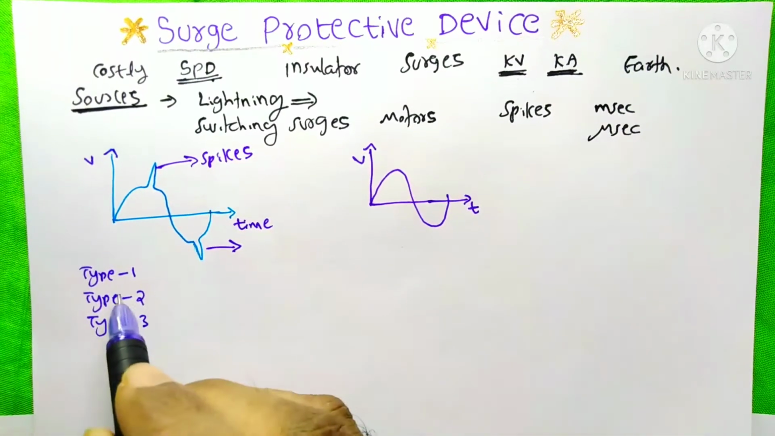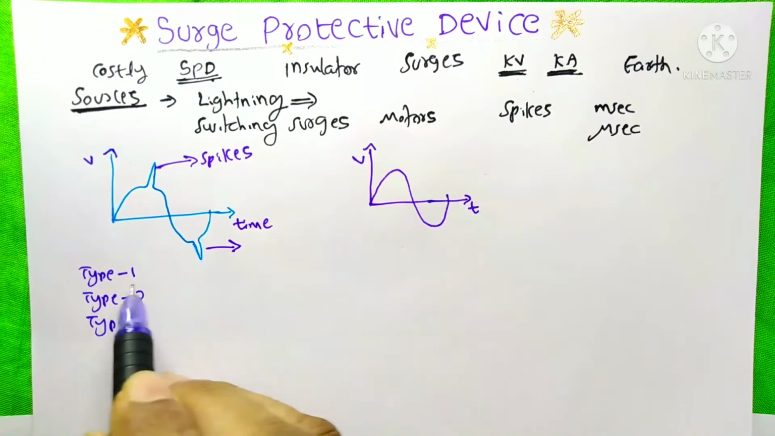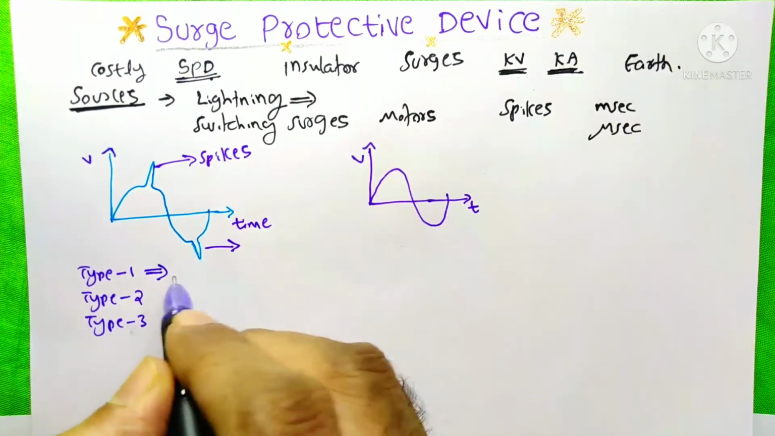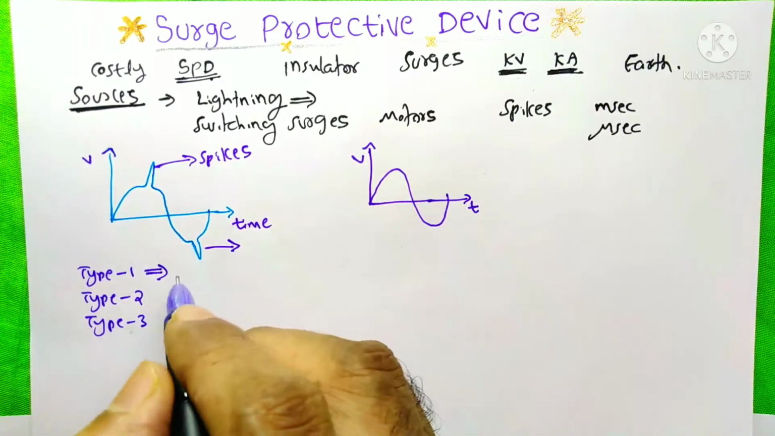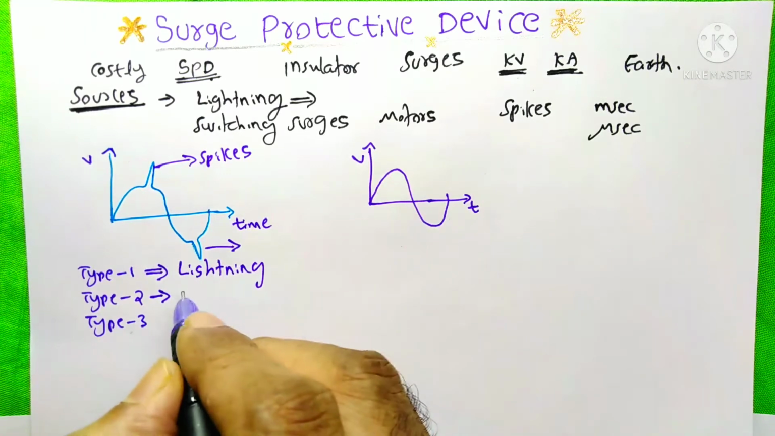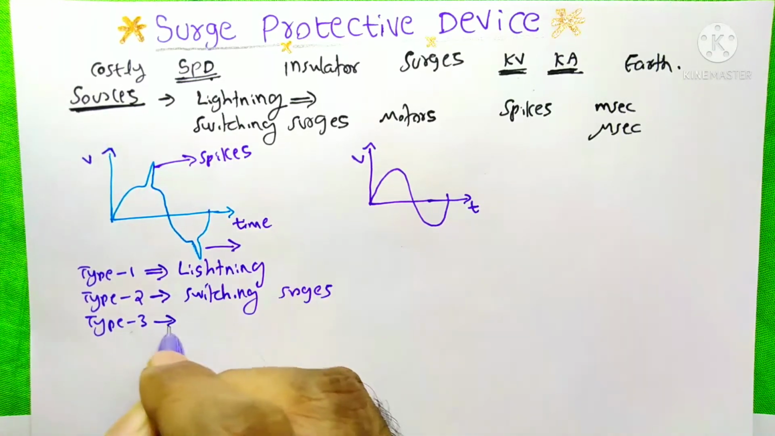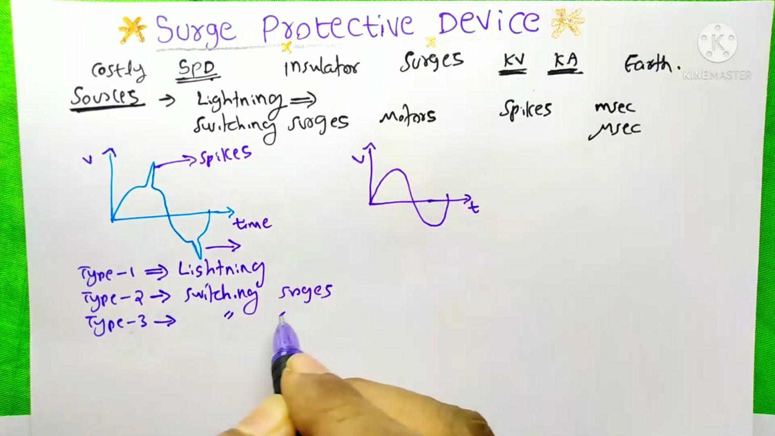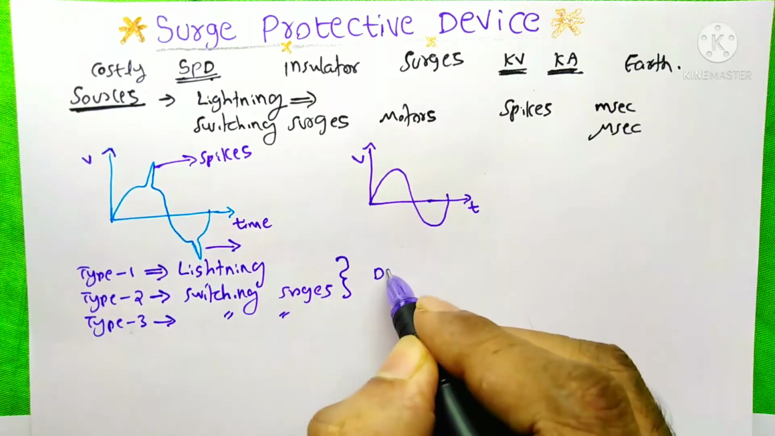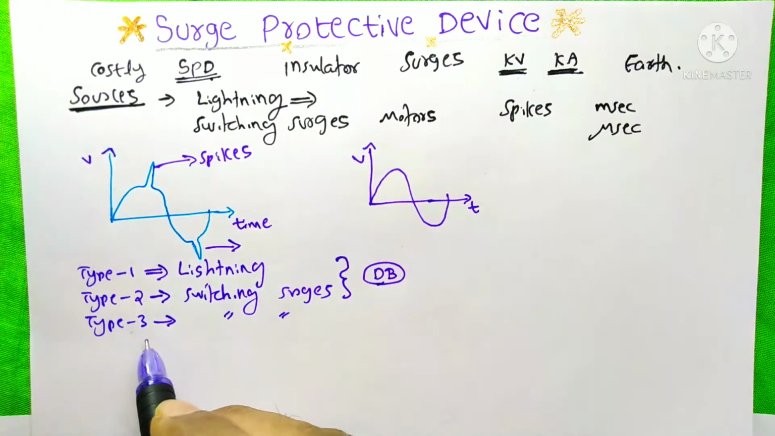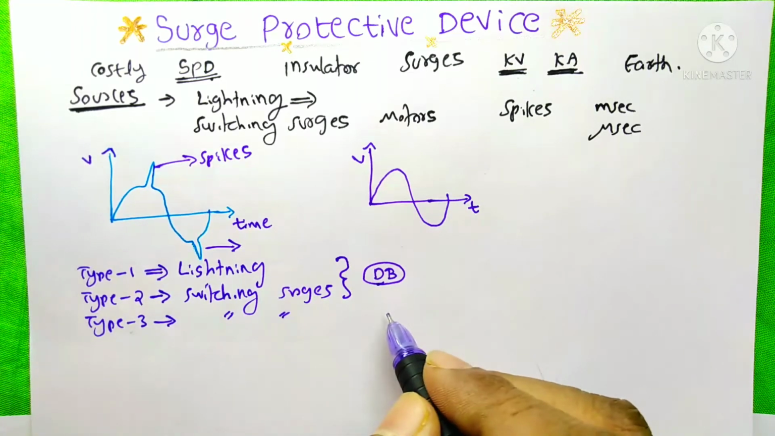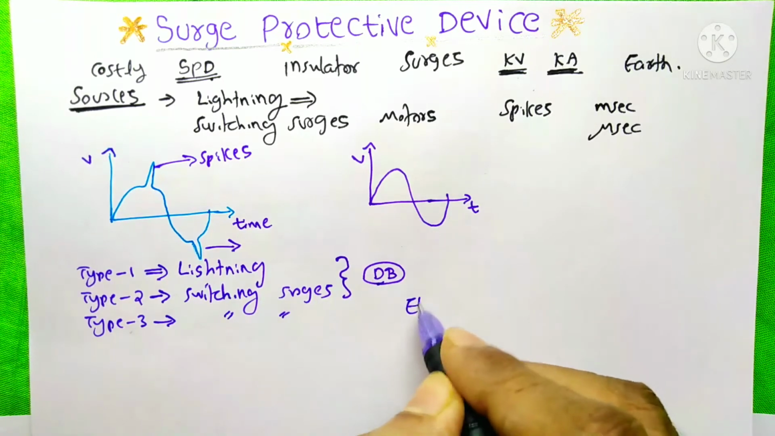And in the market, the SPD is available in three types: type 1, type 2 and type 3. Type 1 is used to protect the circuits against lightning. Type 2 is used to protect against switching surges. Type 3 is also used against switching surges. The first two types are installed on the electrical panel, but the type 3 SPD is installed just before the electrical device, that may be in the electrical sockets.